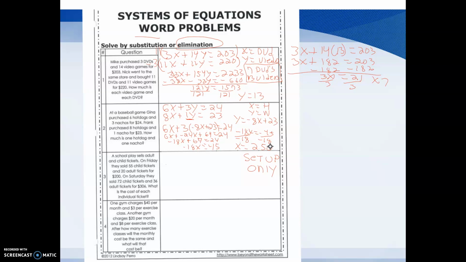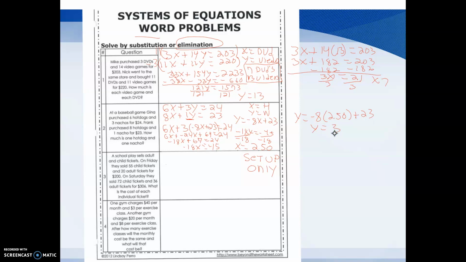All right, now my job is to plug x into one of the equations, right? So why don't we just go ahead and plug it in, because we're going to try to find y now. So let's plug x into the one we kind of already set up. Wouldn't that make sense? So I'm going to do y equals negative 8 times $2.50 plus 23, right? Okay, I'm going to work that out, and y is going to equal 3.